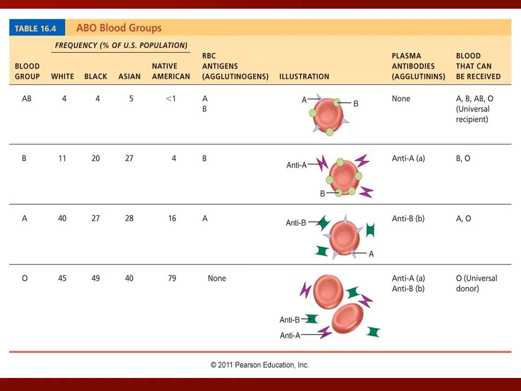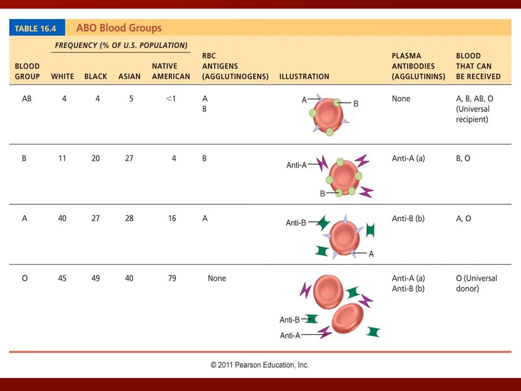Someone who is type AB blood, and your blood type is determined genetically, they would have the antigens A and B. That's what's on their red blood cell. They do not have any of the 2 major antibodies in their plasma. Therefore, they can receive all 4 types of blood. They are known as the universal recipient. Someone who is type B has only the B marker on their surface of the red blood cell, but they do have the anti-A antibody.